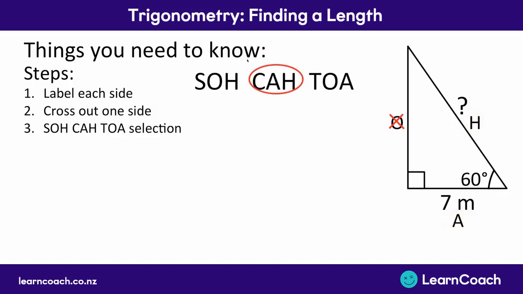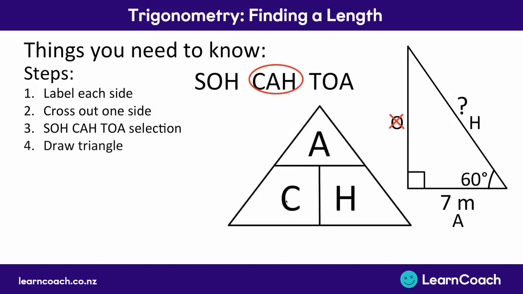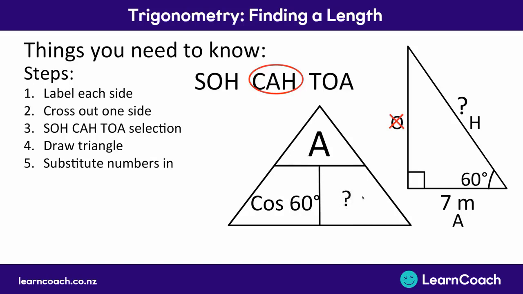Now that we know that we're choosing CAH, let's draw up our CAH triangle. So that is a C on the left-hand side, A in the middle, and H on the right-hand side. We're going to then put in what we know. We know that C stands for cos angle, and our angle is 60. So let's put in cos 60. We know that we're trying to find H. H is our question mark, so let's put that one in. And we were told that A is 7 meters long. So instead of A, let's put 7 meters.